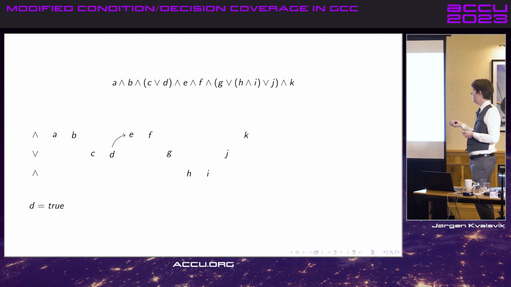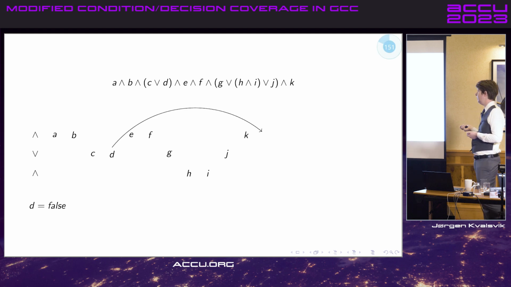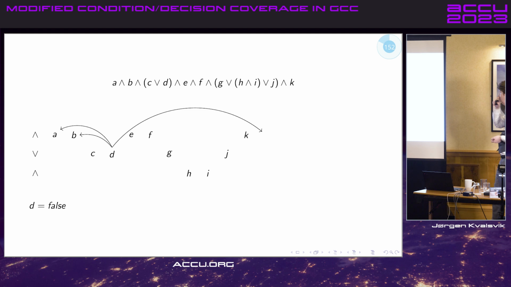If D is true, yeah, C would be masked, and you would continue evaluating E. But if D is false, now all of these on the top will be skipped, right? Because it's short-circuited by the fact that you now have a false in a series of ANDs. You would also mask A and B.